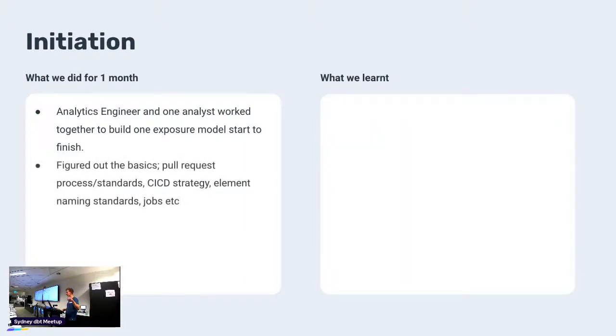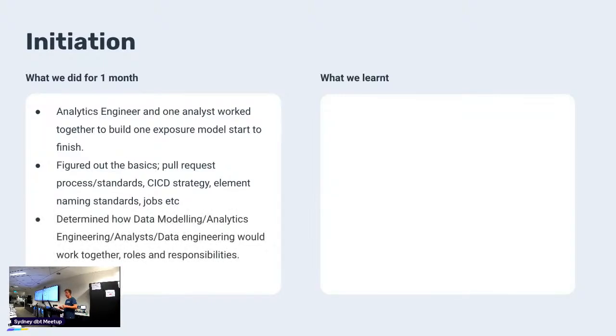And so we figured out the real basics. What was the pull request process? What was the CI/CD strategy? Making sure of the naming standards, what jobs we needed, all of that. And then we also worked out how myself, he, Justin, we all worked together. We were a new team with lots of different skill sets, and we weren't sure how to build together. And so we worked out who did what.